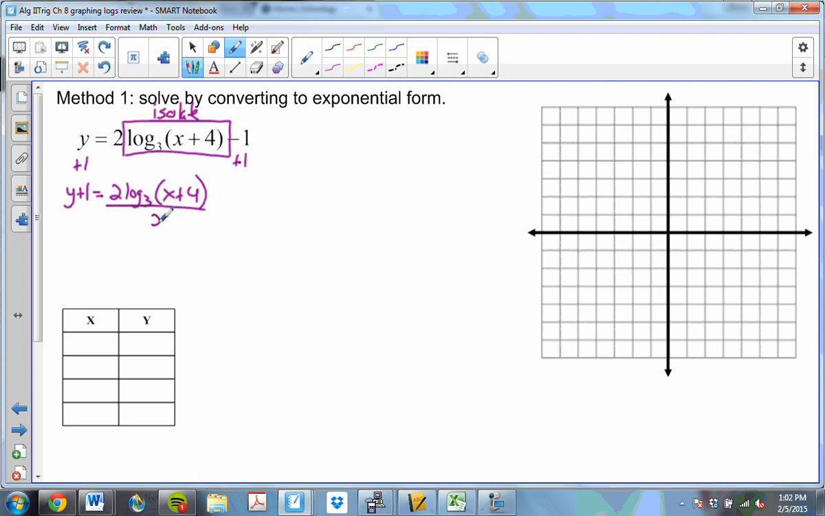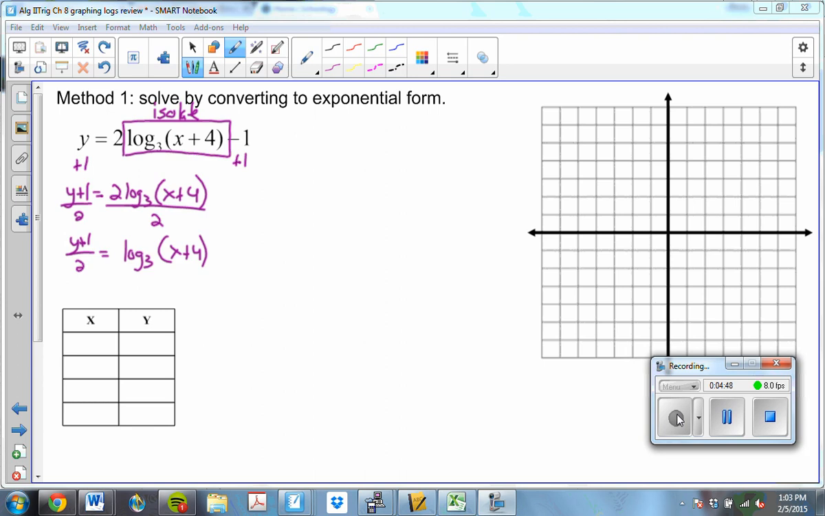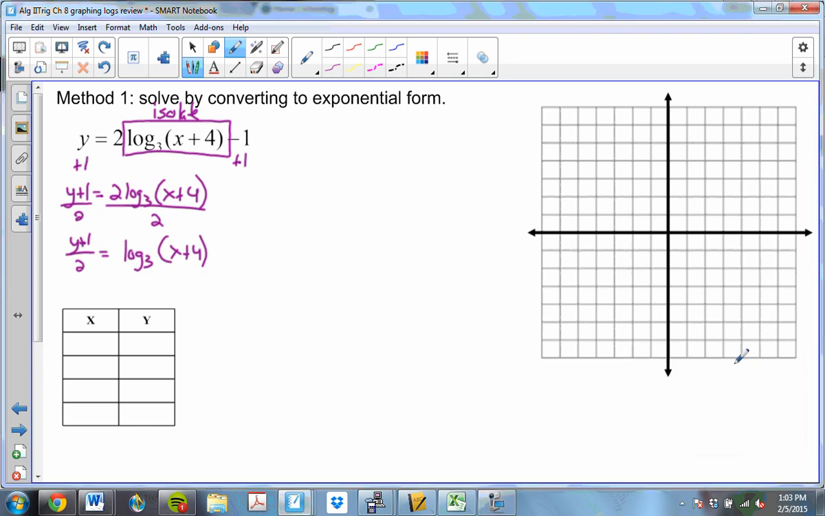Then I divide everything by 2. Then I get (y plus 1) over 2 equals log base 3 of (x plus 4). Now that the log is all by itself, I can convert. So I do 3 to the (y plus 1) over 2 equals x plus 4. I subtract 4 from both sides, and I've converted this to fully exponential form.